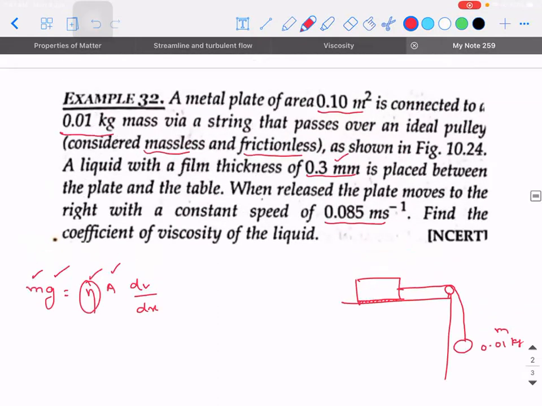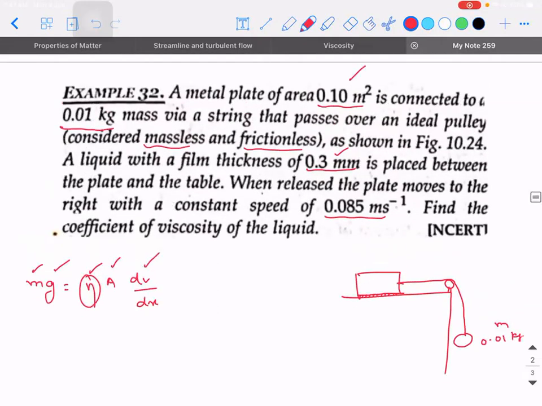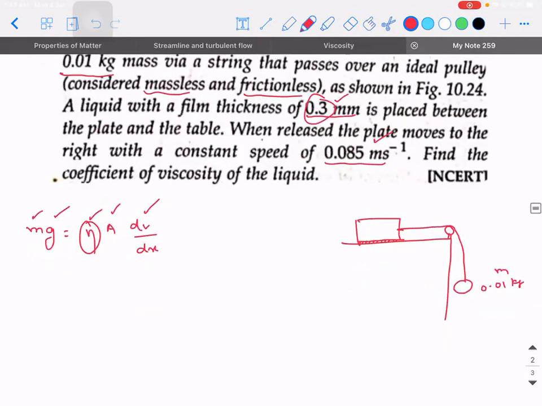Area of cross section is given. dV is given. dx is given. So dx alone you need to convert to SI unit and then substitute, and you will get the value of eta. Okay, this is a simple problem. But I hope you understood why we are writing this formula, because there is a film that is lying here.